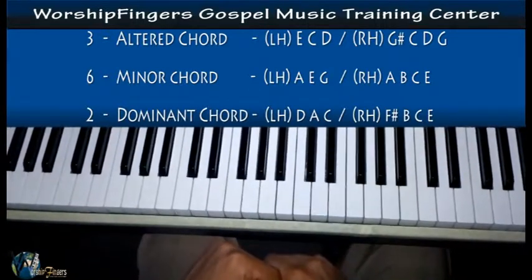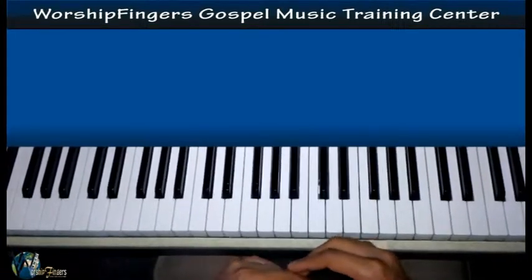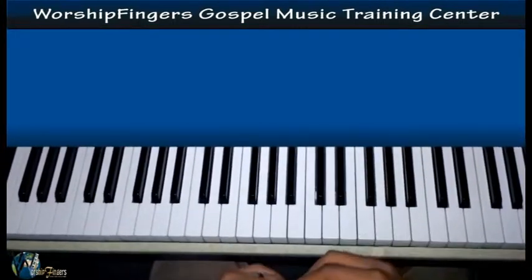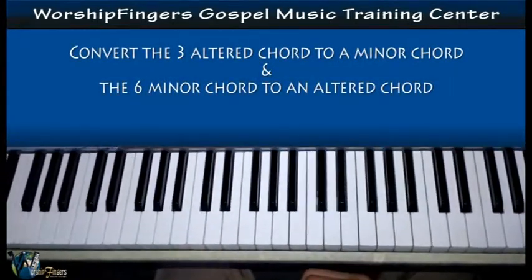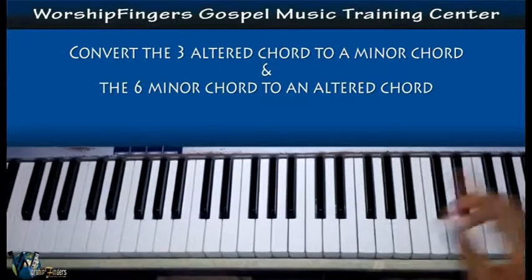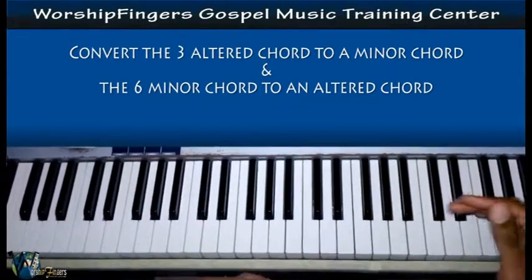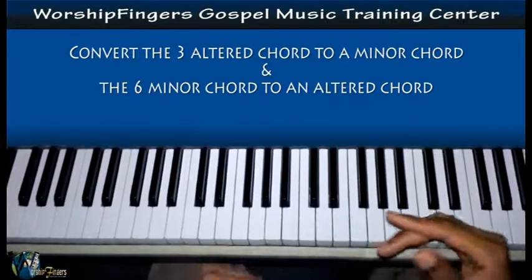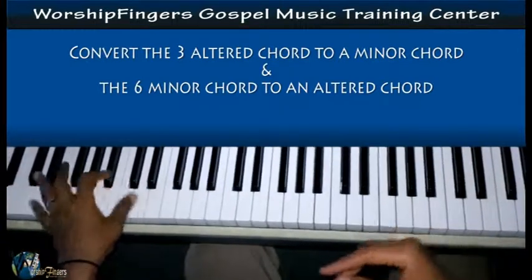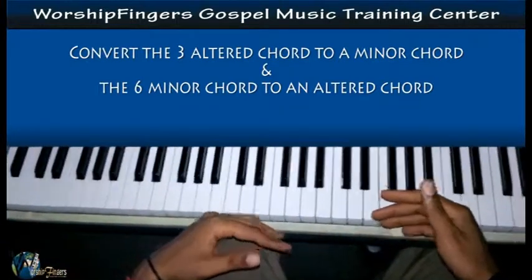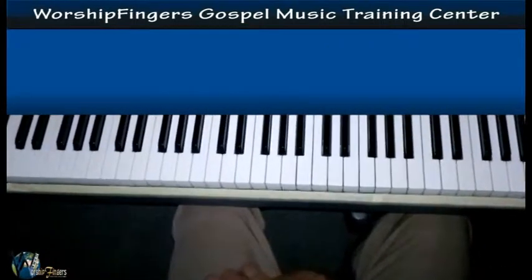Great. Right now we're going to do a little flip of that. The altered chord, we're going to convert into a minor chord, and the minor chord, we're going to convert into an altered chord because of the progression. We have a 3-6-2, and these are natural minor chords, and minor chords cannot go to minor chords, so one of the chords has to change its nomenclature. So that's what we're going to do now.